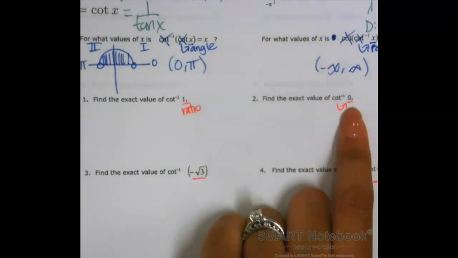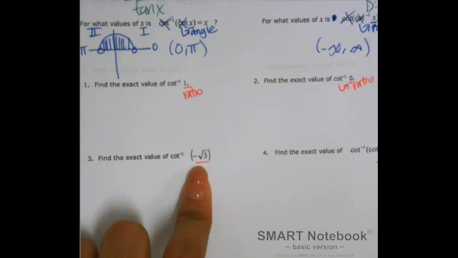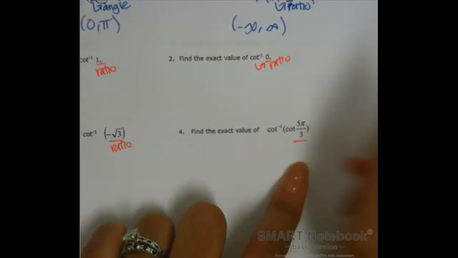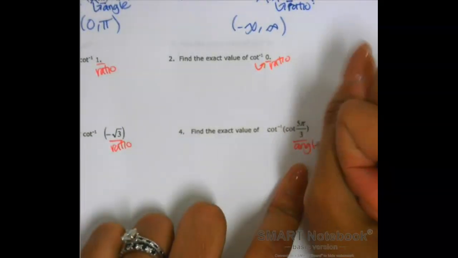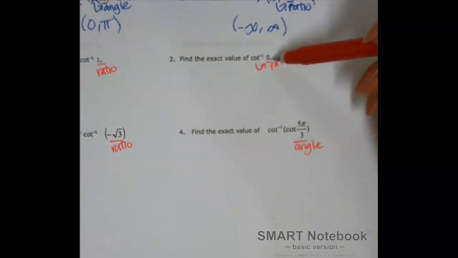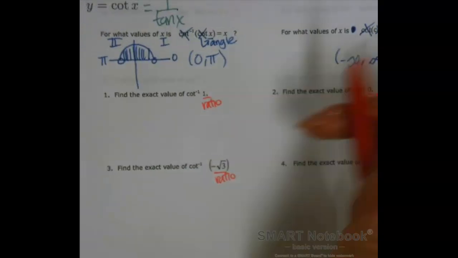What should this be if it's cotangent inverse? Should be a ratio. Go ahead and do the other two. What's this one? Again, a ratio. And the last one, 5 pi over 3? Should be an angle. So just like how I checked to make sure that this matched up with your ratio or angle, we're going to do that for the other ones. 0 is the only exception where you need to look at the trig function first.